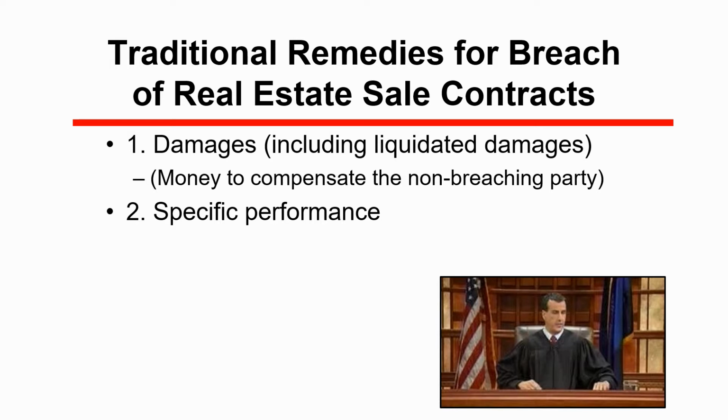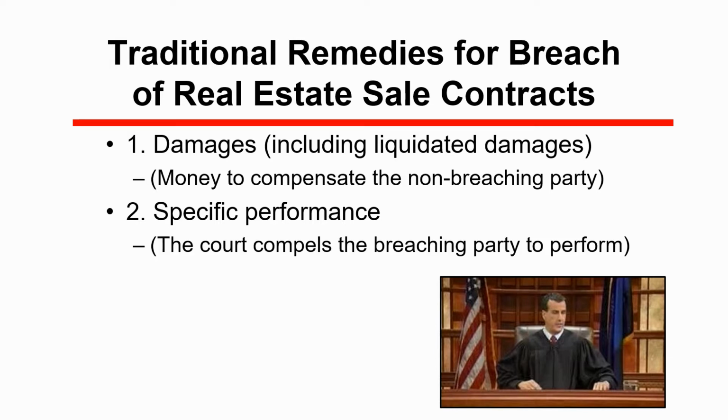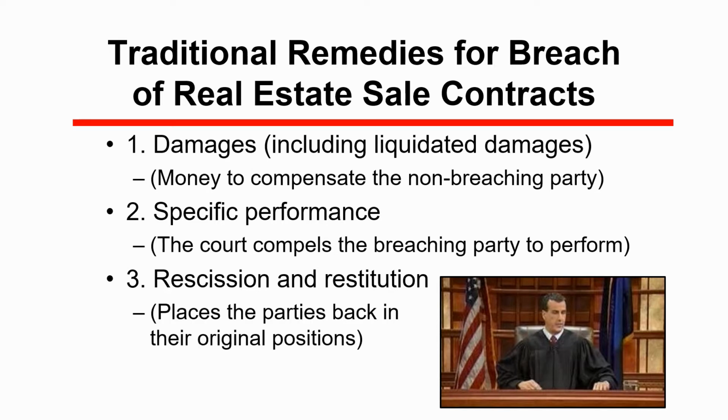The second standard remedy is specific performance. That's a case in which the court actually orders the breaching party to perform the contract, and if they refuse to do so, they'd be in contempt of court. The third remedy is rescission and restitution, and that's a case in which the parties are placed back in their original positions. That means that the contract is essentially unwound and terminated. If the purchaser gave some earnest money when they entered into the contract, the earnest money is returned to the purchaser and everybody is back where they started.